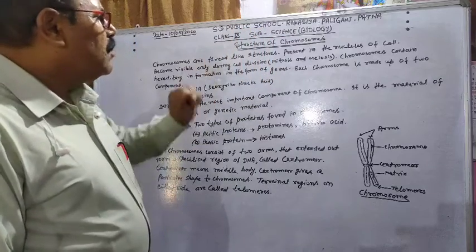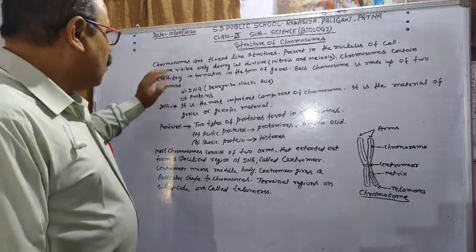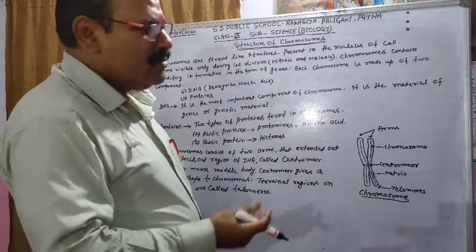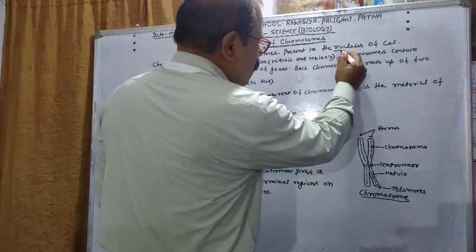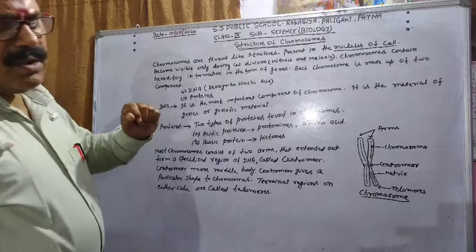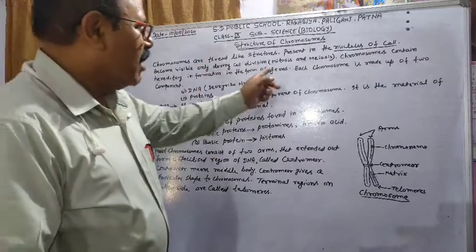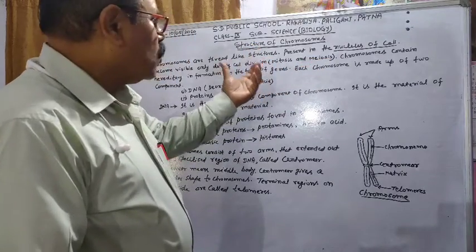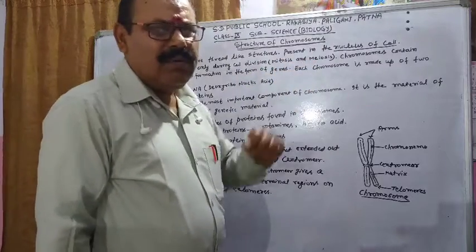First of all, we know what is a chromosome. Chromosomes are thread-like structures present in the nucleus of the cell. They become visible only during cell division, mitosis and meiosis. Mitosis means growth division of the cell, meiosis means reproductive division of the cell.